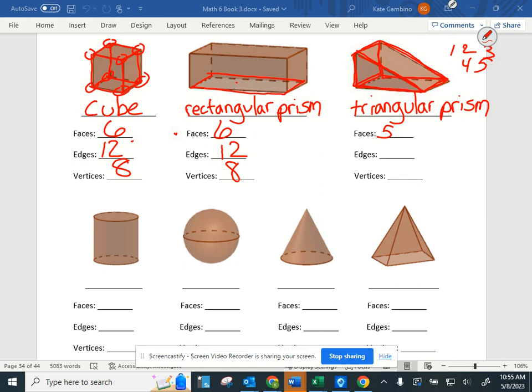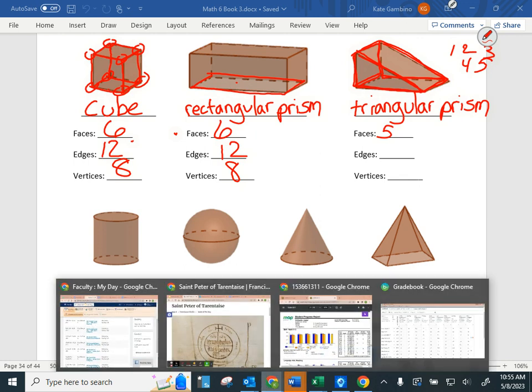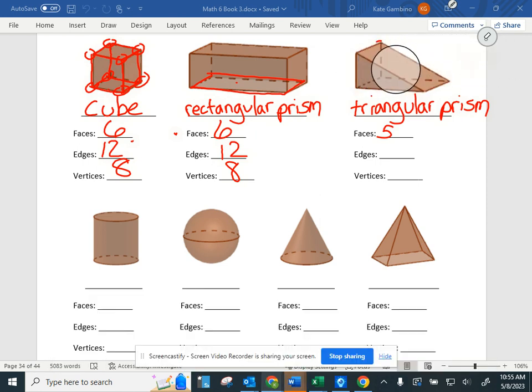Okay. How many edges are there? Amelia. 9. So we've got 1, 2, 3, 4, 5, 6, 7, 8, 9. Very good. And when you're counting them out, go ahead and trace over it like that, so you make sure you're counting every edge. Trace over the edge as you're counting.